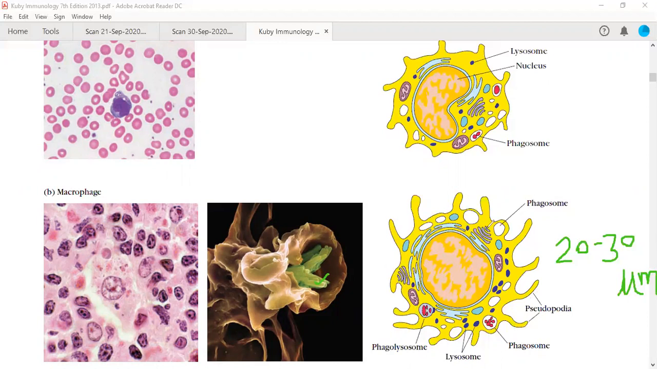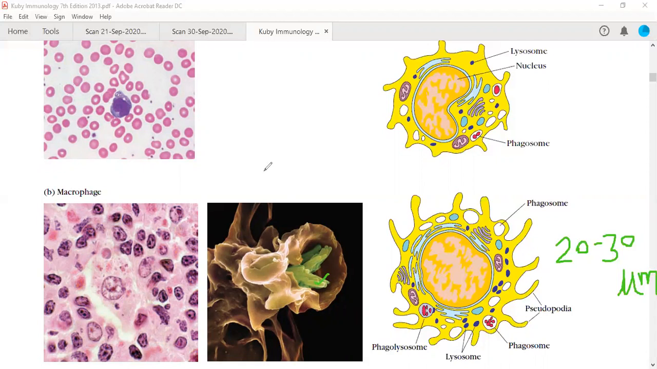Because they have a Golgi body and rough endoplasmic reticulum, they can synthesize a large number of proteins. We will discuss some very important proteins which are secreted by these macrophages. First of all, you should be able to understand the structural difference between a neutrophil and a macrophage.